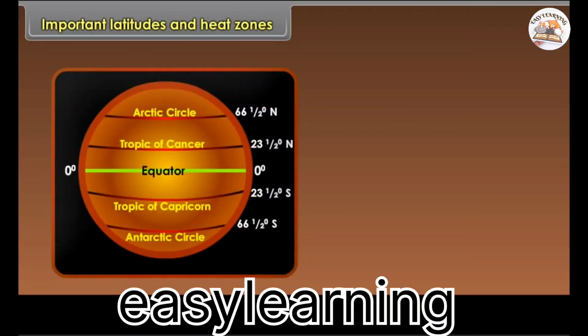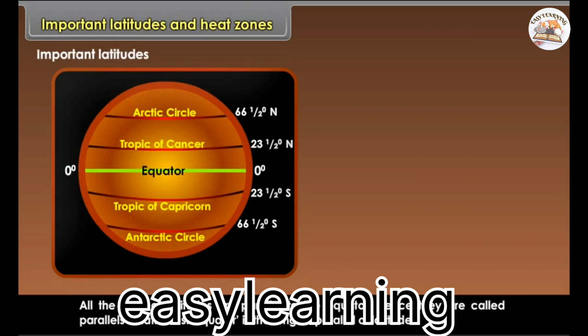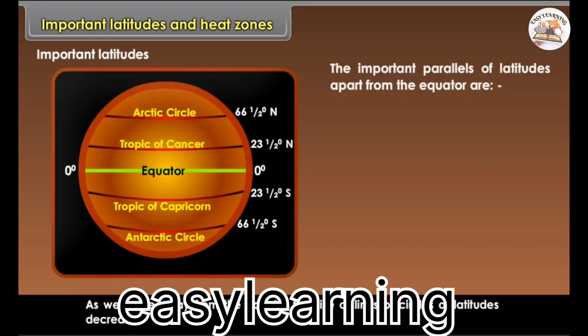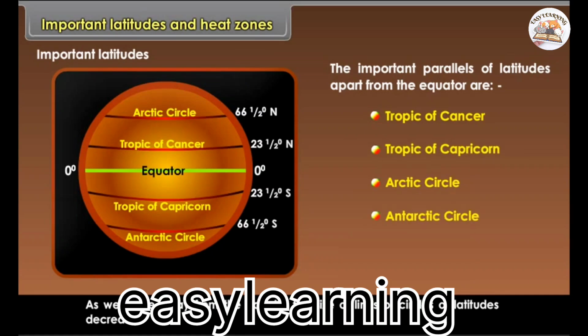Important latitudes and heat zones. All the lines of latitudes are parallel to the equator. Hence, they are called parallels of latitudes. Equator is the longest parallel of latitudes. As we move away from the equator, the size of lines or circles of latitudes decrease. The important parallels of latitudes apart from the equator are Tropic of Cancer, Tropic of Capricorn, Arctic Circle, Antarctic Circle.